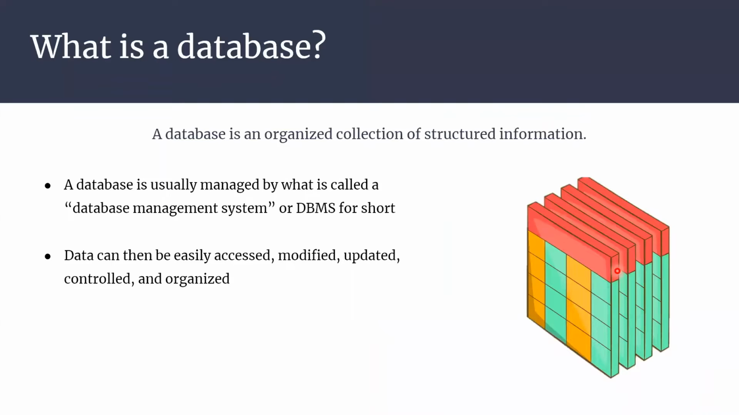So first, what is a database? A database is an organized collection of structured information. That is the formal definition. But more simply put, it's an organized way to store information. A database is usually managed by what is called a database management system, or DBMS for short. What a database management system does is it allows you to add new data, modify existing data, and in general just manipulate the data.